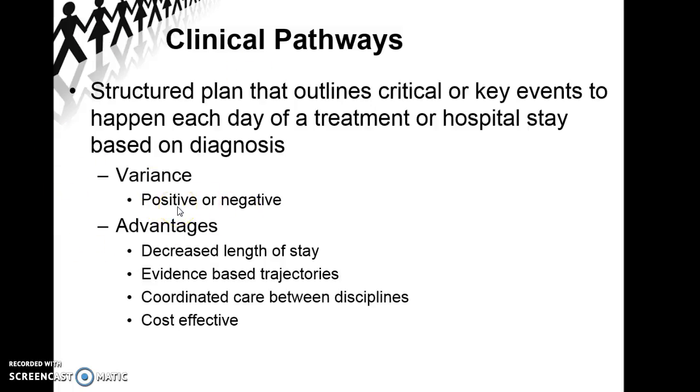A positive variance would be someone came in with pneumonia and the clinical pathway says it should take 4 days to get out of the hospital, and they got out in 3 or 2. A negative variance would be they're supposed to get out in 4 days and they had to stay for 6. So it does decrease the length of stay. You have some evidence-based practice deciding how long it should take; a trajectory is just a path that something should follow.